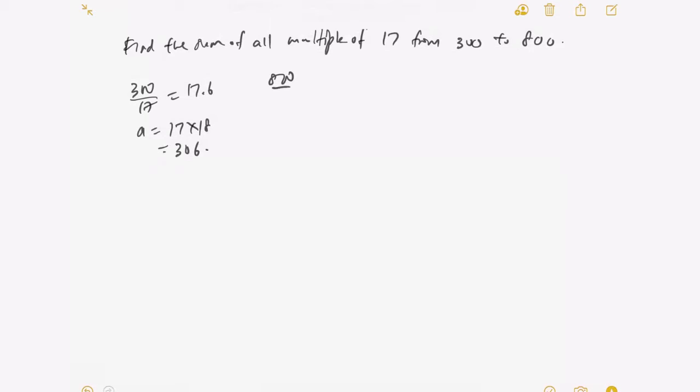Now, how about the last multiple of 17? Take 800 divided by 17. I get 47. Here you actually get 47.1, but we need to take the smaller one, not the bigger one. Take 17 times 47, because if you take 48, then it will be more than 800. This is 799. So that means I have a progression here that works like this. 306 is the first term. The next term we add 17, which is 323, right? And so on until the last one is 799.